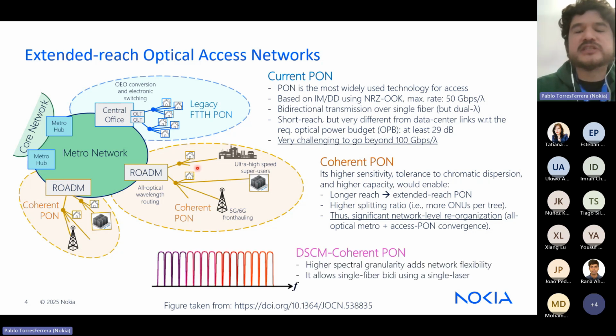As a further technological improvement, if we combine coherent technology with digital subcarrier multiplexing, already explained by Antonio, then we can have higher spectral granularity, which offers more network flexibility. And also, as I'm going to explain in the following slides, this allows us to use the single-fiber bidirectional infrastructure already in place for PON worldwide, using a single laser architecture, which is the typical transceiver architecture using coherent technologies.